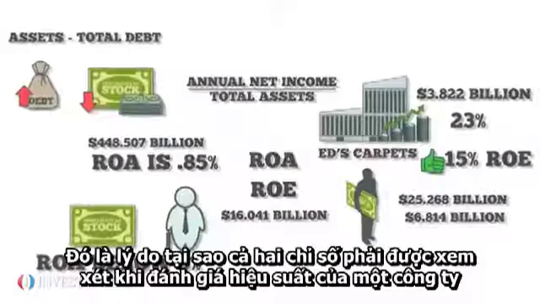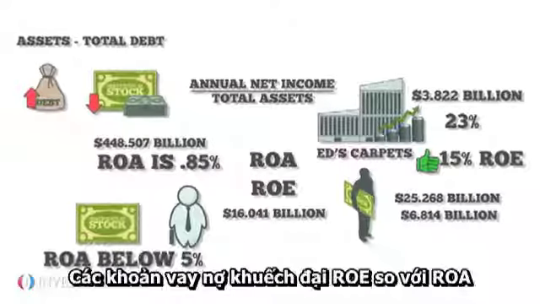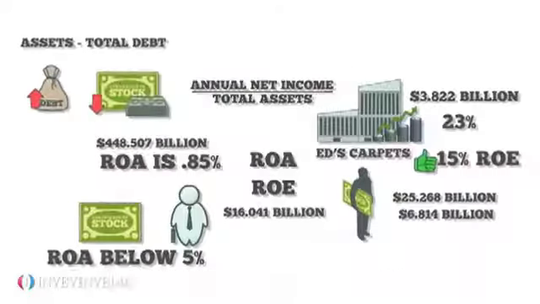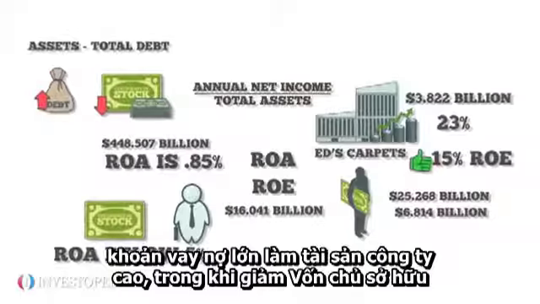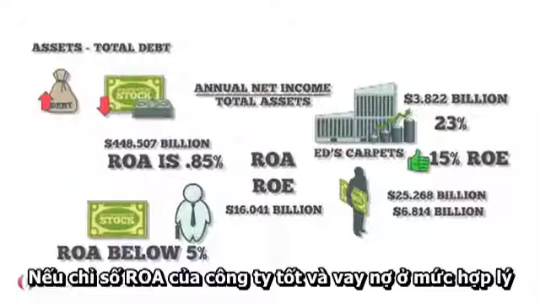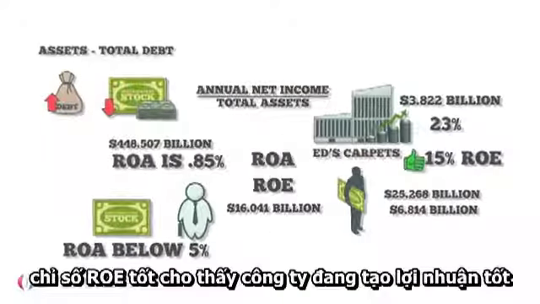This is why both numbers must be considered when evaluating a company's performance. Debt amplifies ROE in relation to ROA. In Ed's case, a large amount of debt kept its assets high while reducing shareholders' equity. If ROA is sound and debt levels are reasonable, a strong ROE shows managers are doing a good job of generating returns.